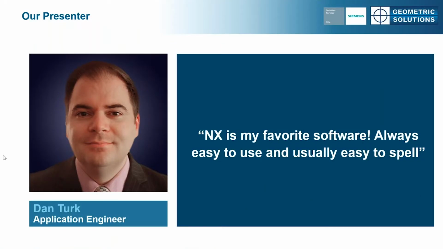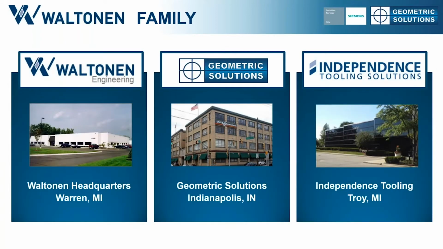For myself, my name is Dan Turk, and I'm an application engineer with Geometric Solutions. Now, just briefly about the company that I work for. I work for a company called Geometric Solutions. We sell Siemens software solutions, and we're part of a larger company referred to as the Waltonen family. Included in this, we have at Waltonen Engineering hundreds of engineers. And at Independence Tooling, we actually have the equipment, the machinery to build the things that we design. So if you think about it, from the start to the finish, we do it all.